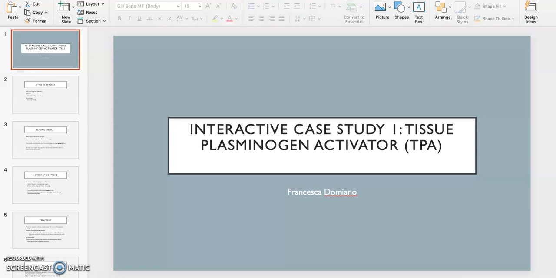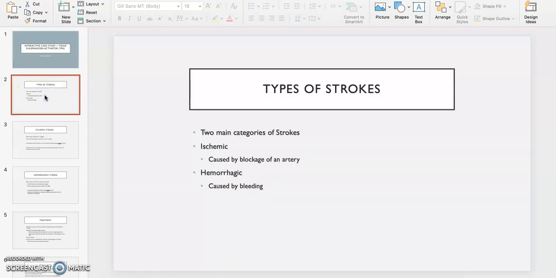Today I'm going to be discussing tissue plasminogen activator, tPA, and how it acts as a treatment for strokes. So to begin, the two main types of strokes are ischemic and hemorrhagic. Ischemic are caused by the blockage of arteries, and hemorrhagic are caused by the bleeding of the arteries.